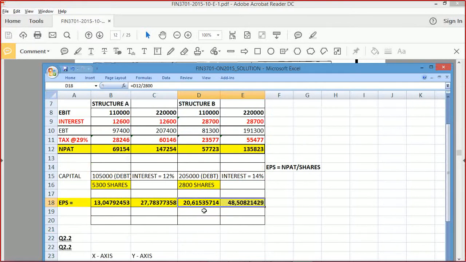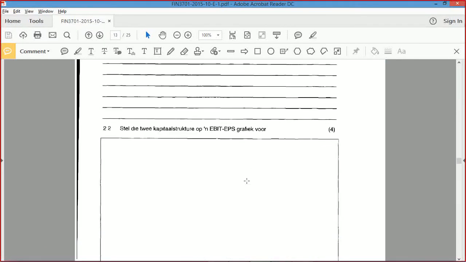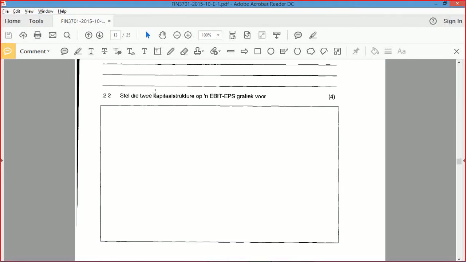All right, so you're right. Structure B would be the better option, but I don't think they asked you to evaluate. But you would be right if they did ask you to do that. Cool. Okay. This was the first time I ever saw an exam ask about graphs. If you look at number 2.2, they wanted you to sketch the graphs for the EBIT and the EPS.